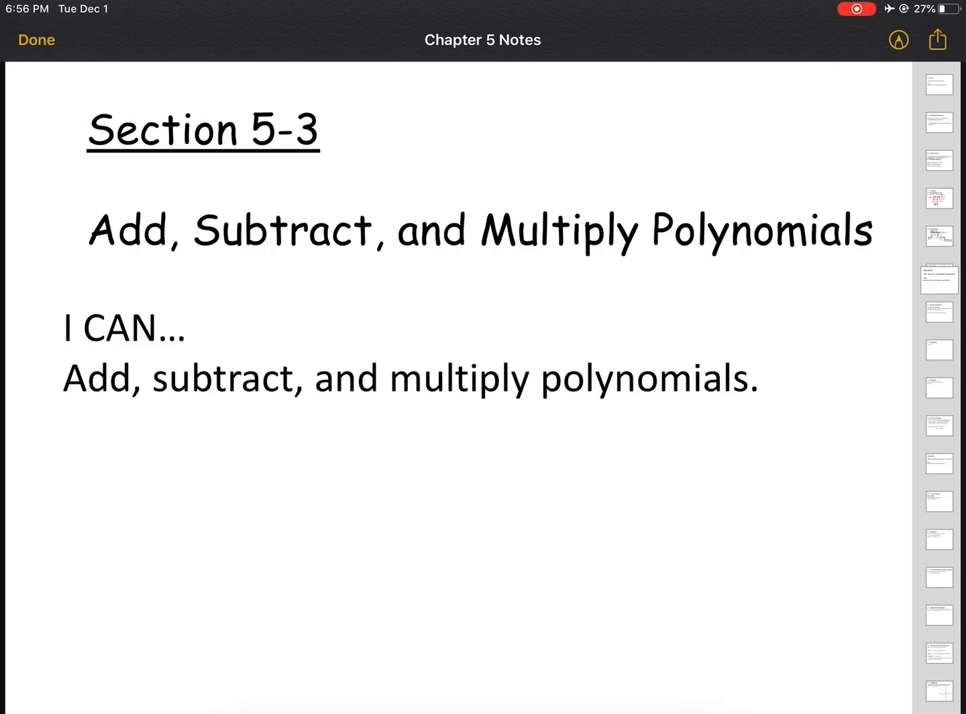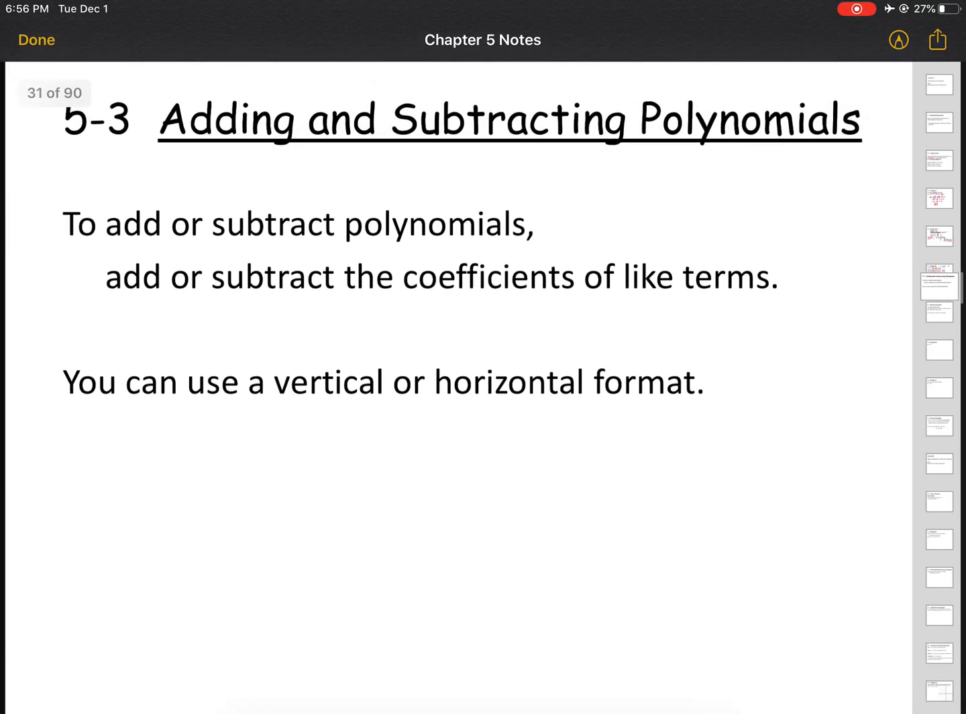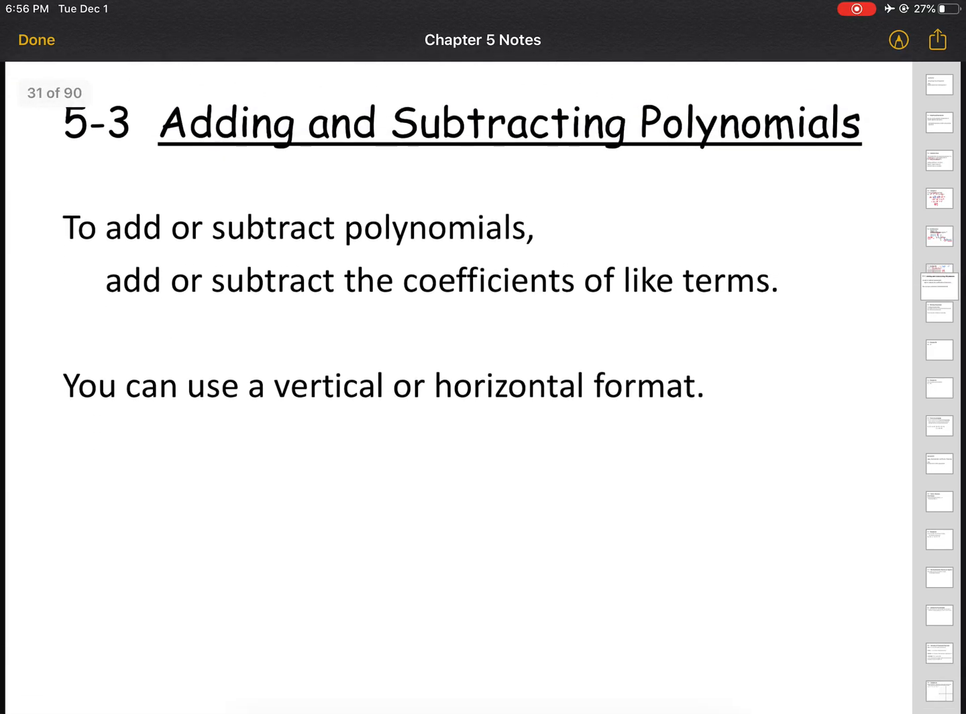Alright everyone, this is section 5.3. In this section our goal here is to be able to add, subtract, and multiply polynomials. So to add or subtract polynomials, we're going to add or subtract the coefficients of like terms. You could either do this in a vertical format or a horizontal format.